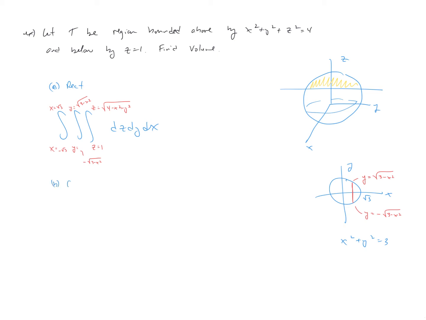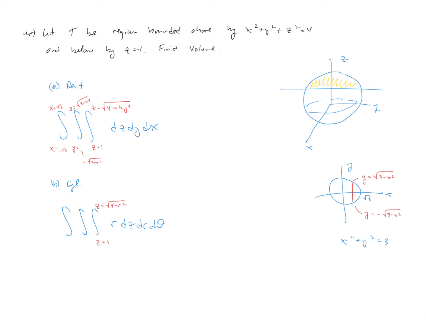Now for cylindrical, once again, triple integral, the dV is only going to be the r, dz, dr, d theta. Now the z's, seeing as they're the same z's from above, we would have our 1, and then just like the last example, we'd have this root 4 minus r squared right here. So we have a 1 and then a root 4 minus r squared.